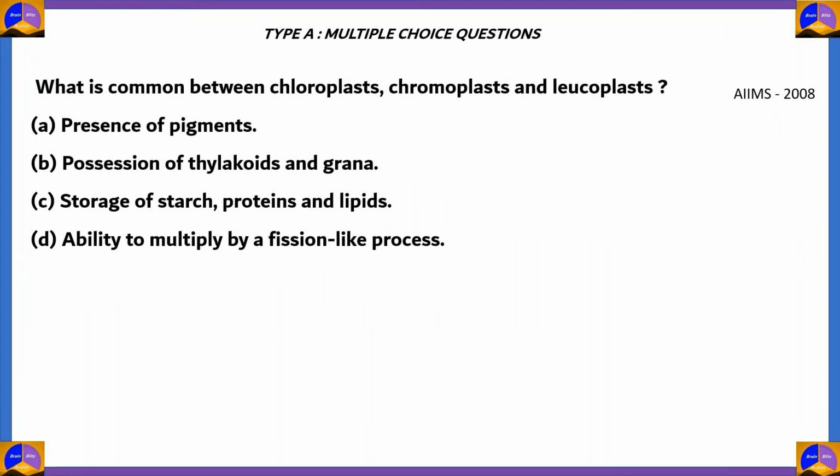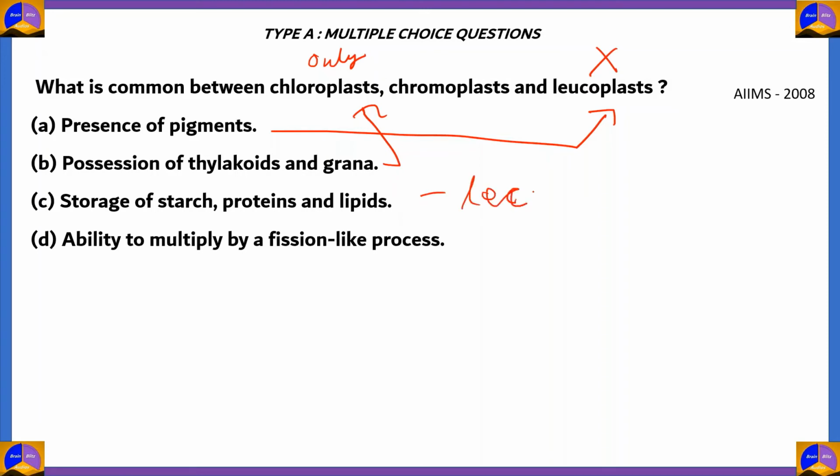Next question. What is common between chloroplasts, chromoplasts, and leucoplasts? So this is essentially the same question. So pigments are not found in leucoplasts. Possession of thylakoids and grana are only found in chloroplasts. Storage of starch, proteins, and lipids are found only in leucoplasts. And the only thing that's common is the ability to multiply by a fission-like process. So A, B, and C are incorrect, and option D is the right answer.